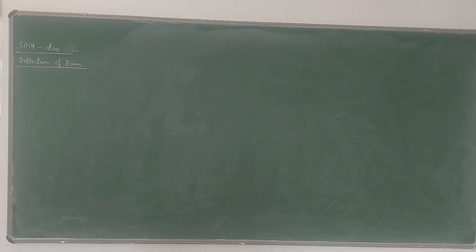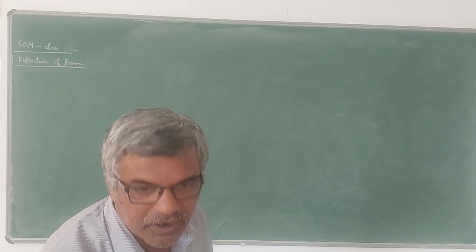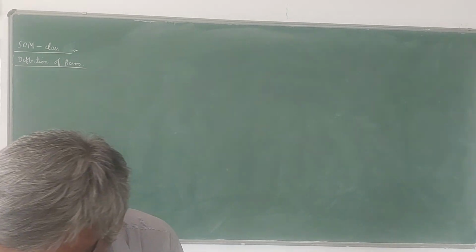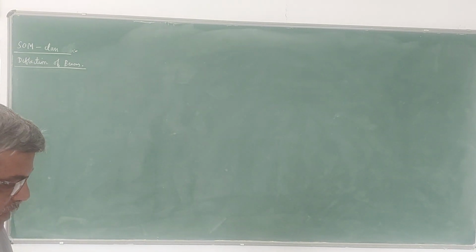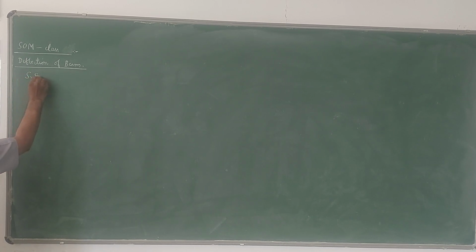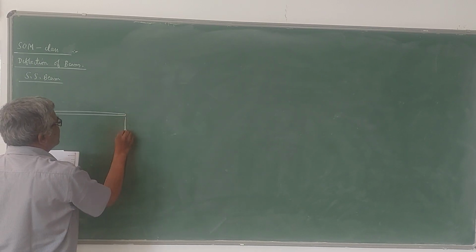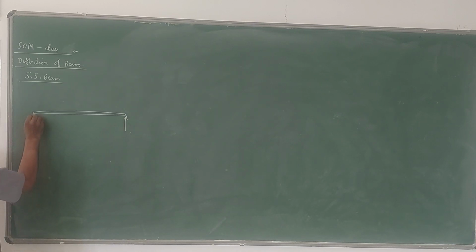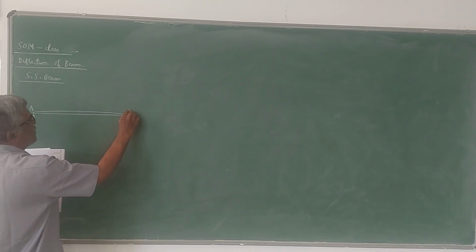So let us solve a problem on deflection, an examination problem. The problem runs like this. It is a problem on a simply supported beam. So he has given a simply supported beam like this. AB is a simply supported beam having simple supports at A and B.